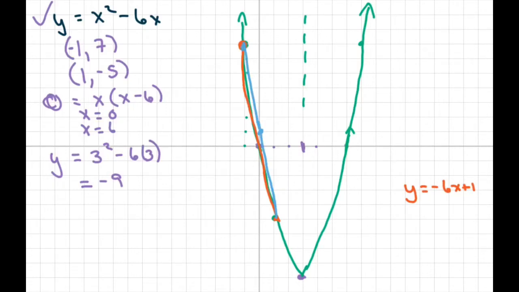And there's your secant line. You can extend it out if you'd like. This just kind of extends out there. And that's your equation of the secant line.